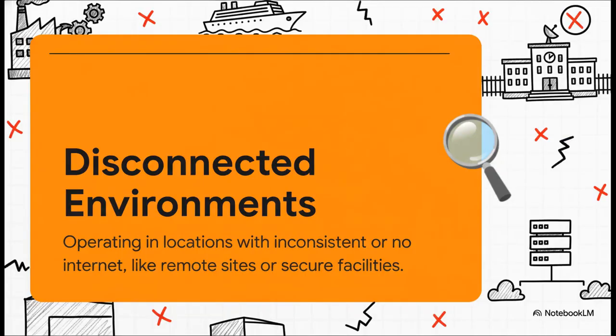Then you have these totally disconnected places. Imagine a factory floor, a cruise ship out in the middle of the ocean, or maybe a super secure, air-gapped government facility. These places might have spotty internet, or no internet at all. EKS Anywhere is built to run totally independently, making sure your apps keep on working even when the internet doesn't.